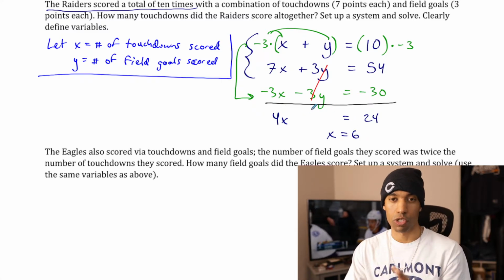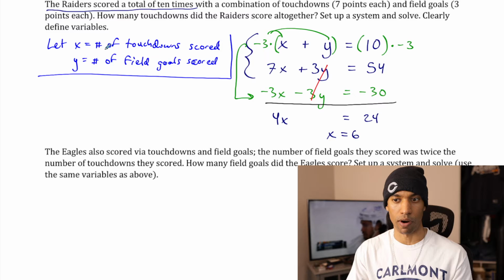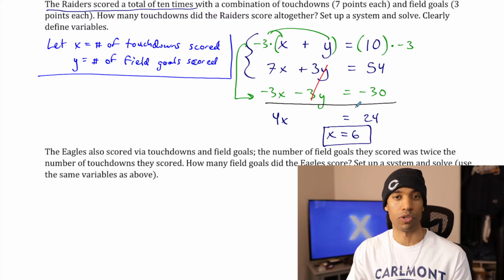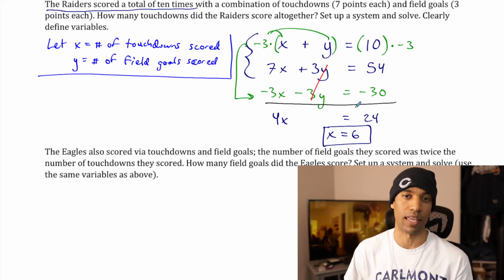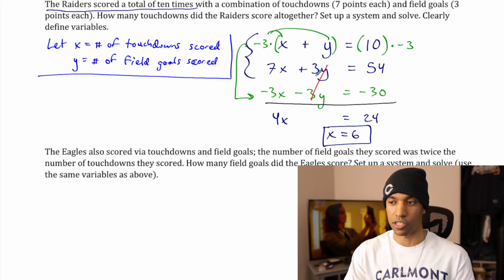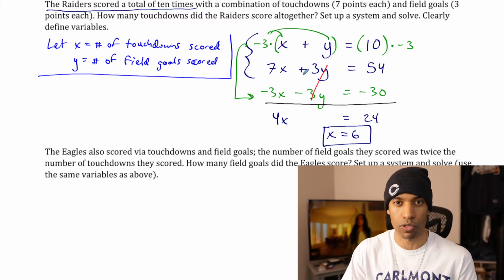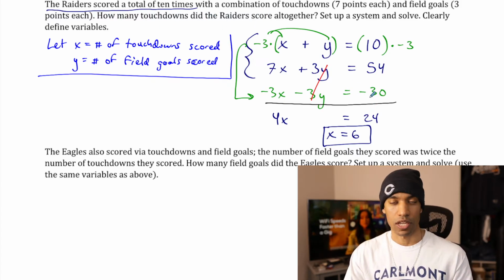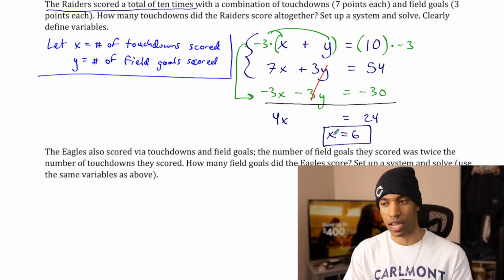Now, the question ultimately was how many touchdowns did the Raiders score altogether, and x is the number of touchdowns scored. I actually do answer my question during that. You know what? I really should have, I didn't even look at that. If I eliminated x's to solve for y, I would have found how many field goals I scored, and that wouldn't answer the question being asked. That's not to say you can't find out how many field goals scored, but this is an absolute must.